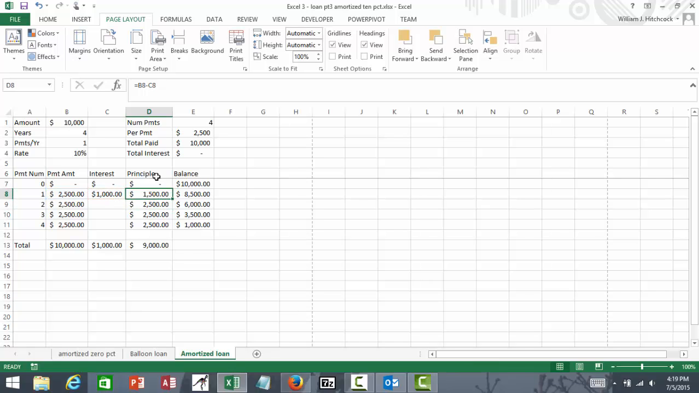So that was $1,500. It's that $1,500 that we reduce from the balance. My balance is $10,000 minus the $1,500, so $8,500. It'd be the same kind of thing for the next payment. The interest is going to equal my balance, $8,500, times 10%, so that's $850. When we divide it by 1, it's still the same amount.